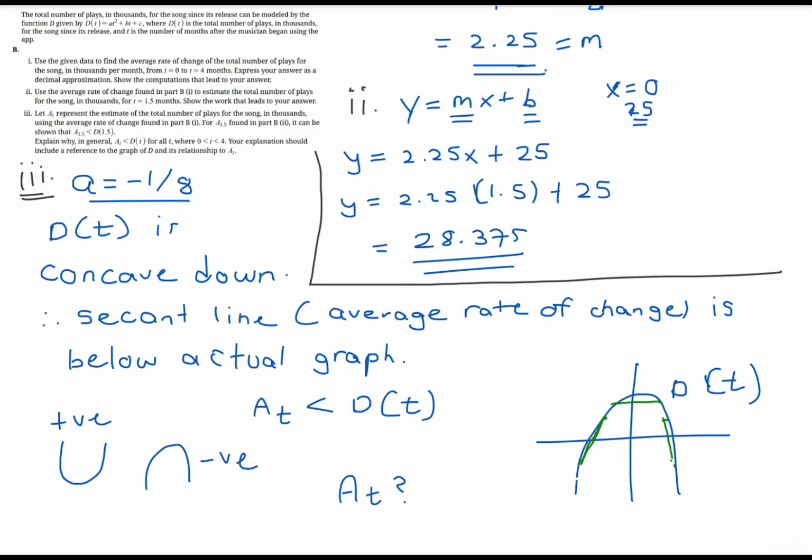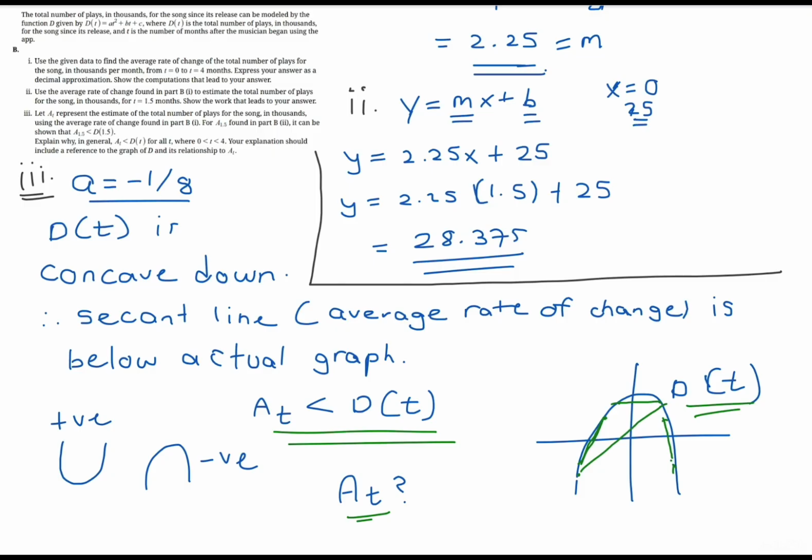Now, if you notice carefully, since the graph is concave down, every line connecting any 2 points in the graph will be below the actual graph. That is a fact, okay? Connect any 2 points on the parabola, no matter how hard you try, they will lie below the graph. And since A sub t is the approximation we make, and d of t is the actual graph, and we have the secant line always below the actual graph, we have that the secant line, which means A sub t, is always less than d of t. I hope the answer is very clear.